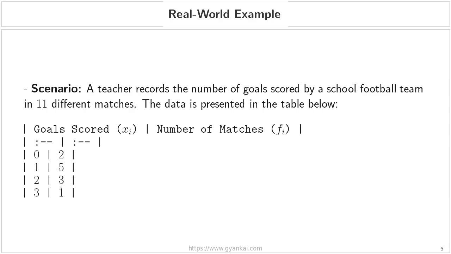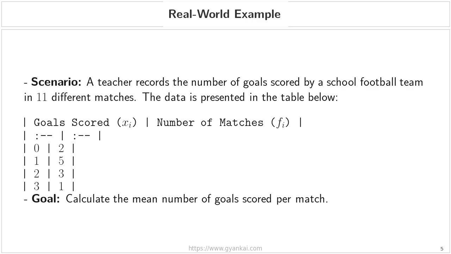The second column, which we call f sub i, represents the frequency, or the number of matches that resulted in that specific score. For instance, in 2 matches, they scored 0 goals, in 5 matches, they scored 1 goal, and so on. Our specific goal for this exercise is to apply the formula we just learned to calculate the mean number of goals scored per match. In the next few slides, we will walk through the calculation step by step, starting by creating a new column for our products.